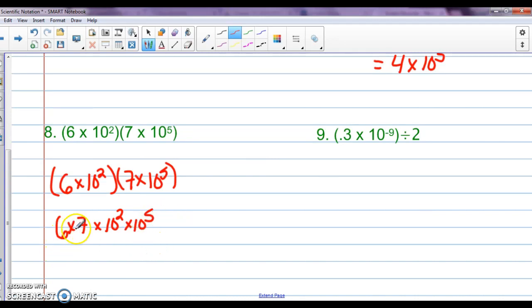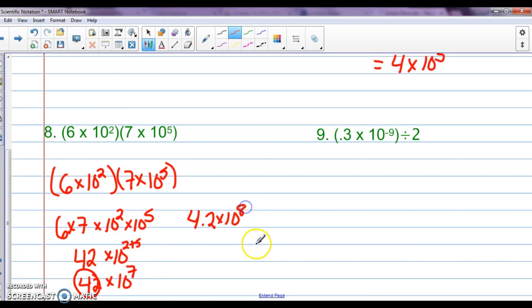When we do that, we end up with 6 times 7, which is 42, and 10 to the 2 plus 5. When we look at that, we end up with 42 times 10 to the 7th. The problem here, though, is our a is not less than 10. So therefore, we actually have to move it one more spot, making it 4.2 times 10 to the 8th power.